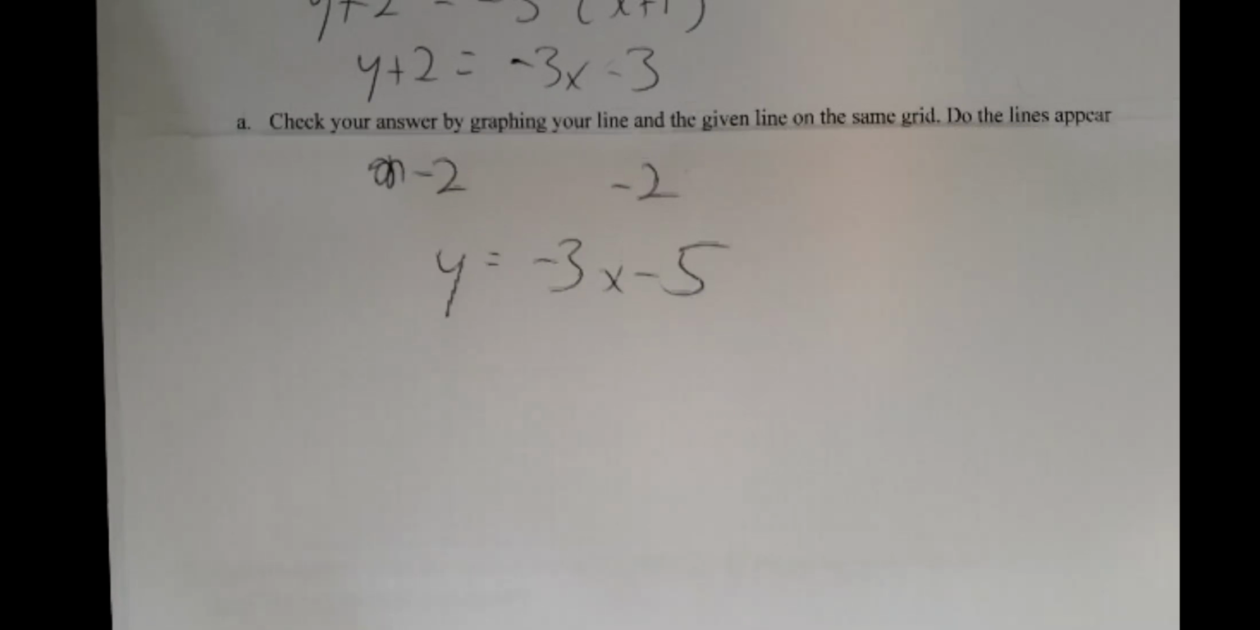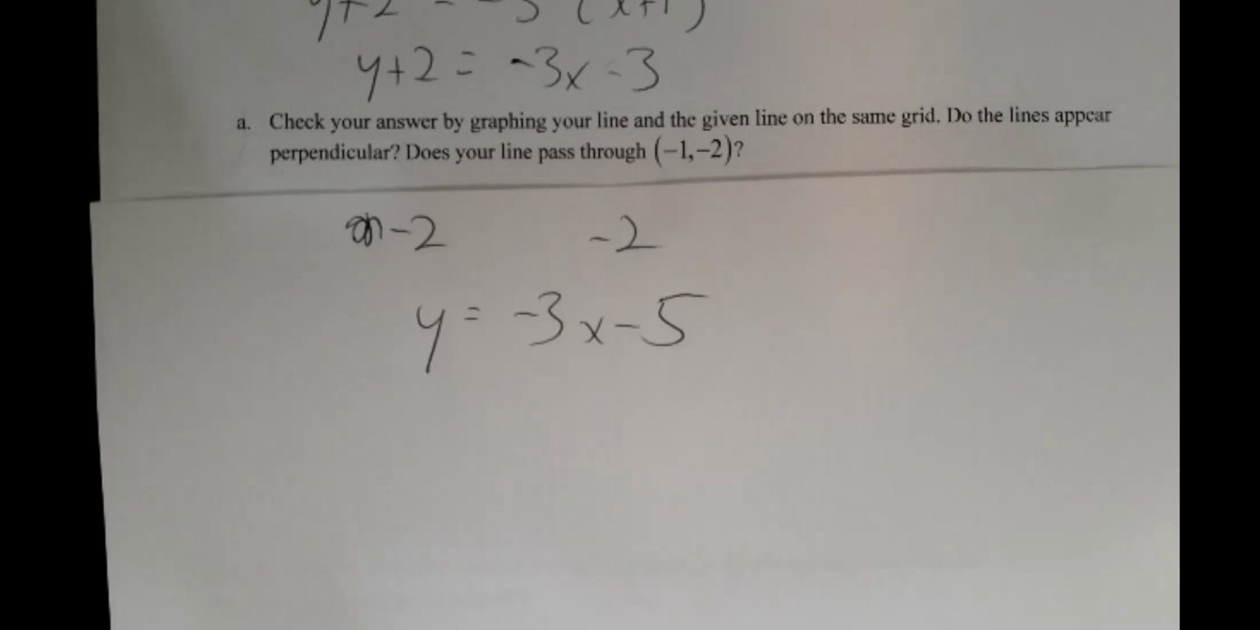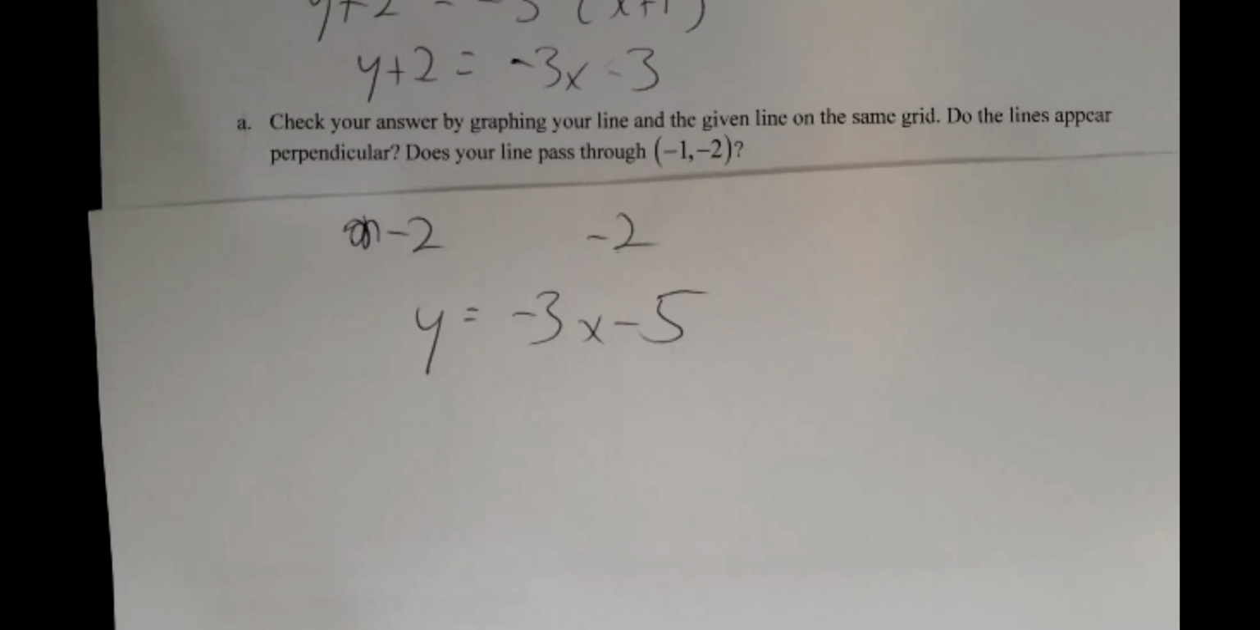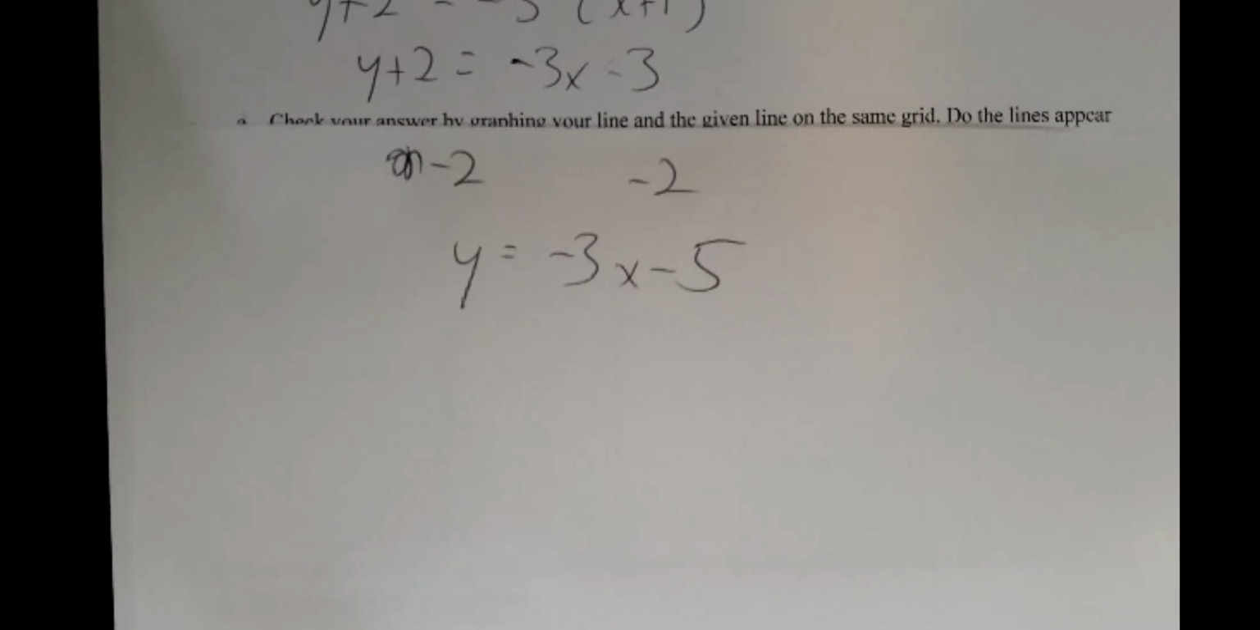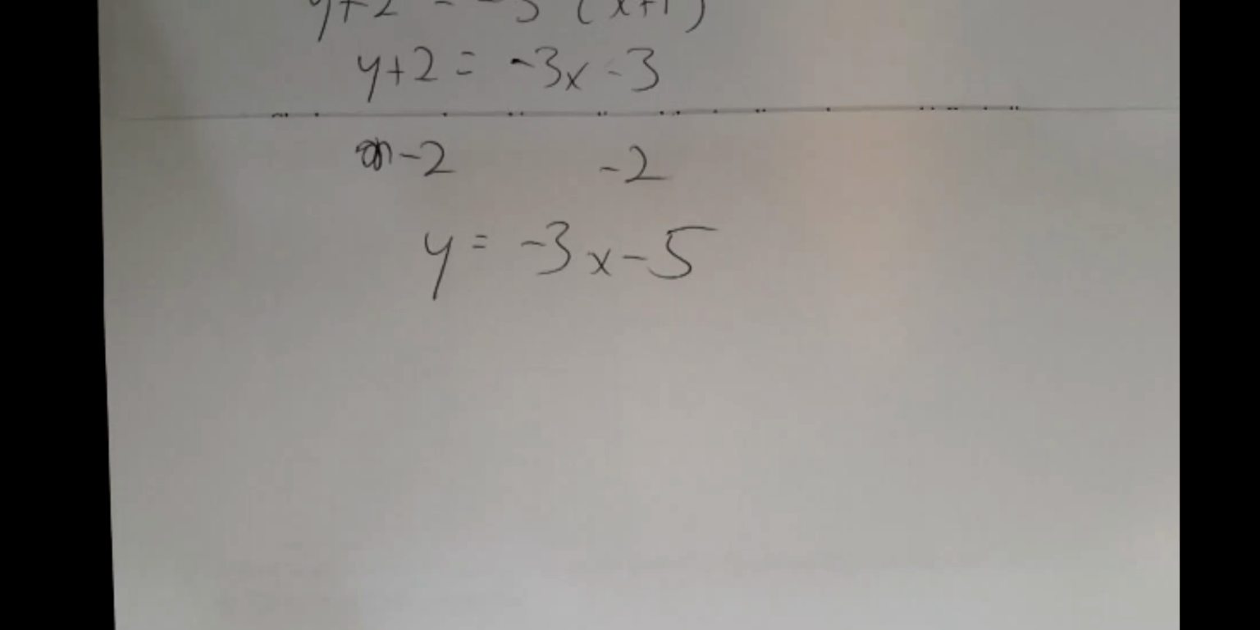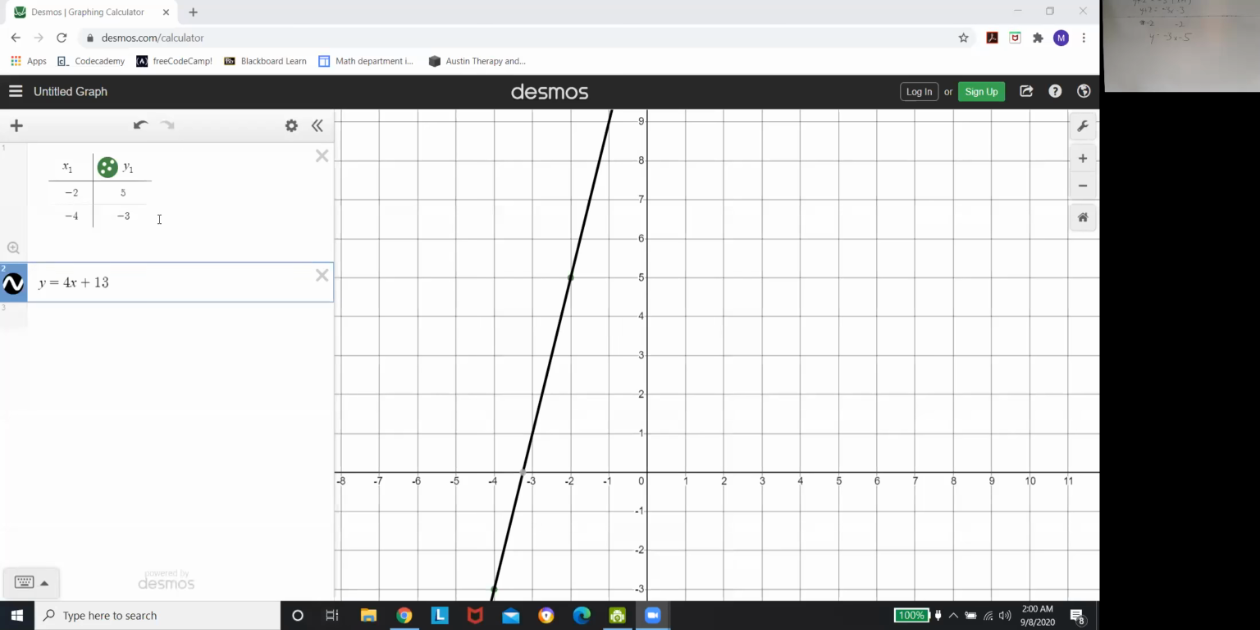Okay, and then the next thing they ask us to do is check your answer by graphing your line and the given line on the same grid. Do the lines appear perpendicular? Does your line pass through -1, -2? Okay, so there's 2 lines we have to graph, and there's a point we have to graph. So let's look at this thing. Let's go back to Desmos, share my screen.